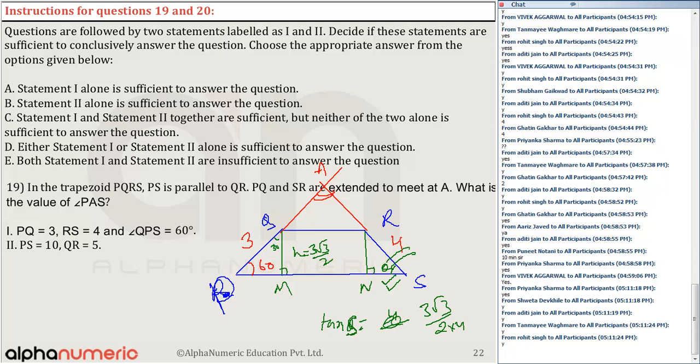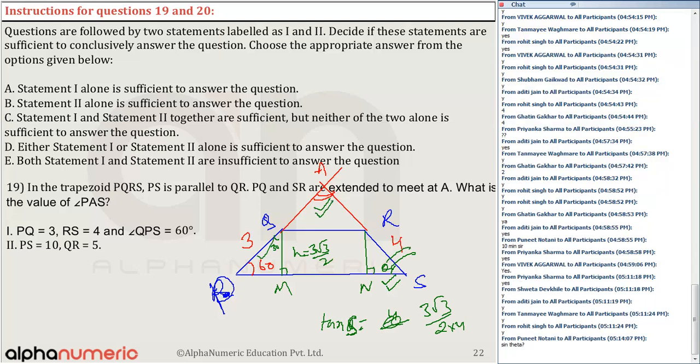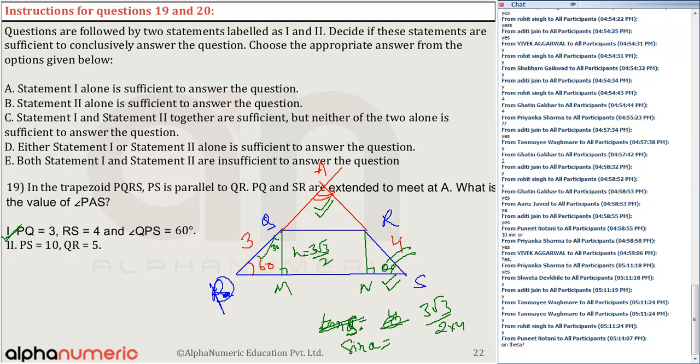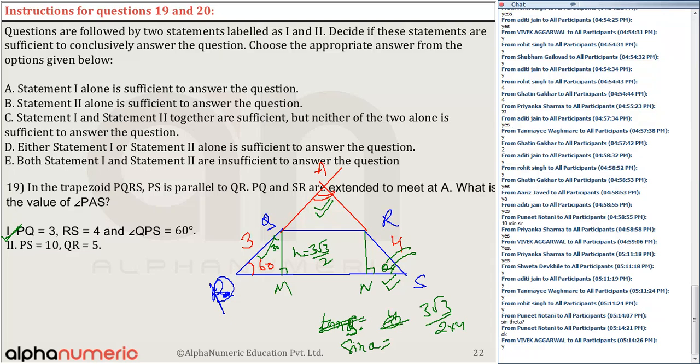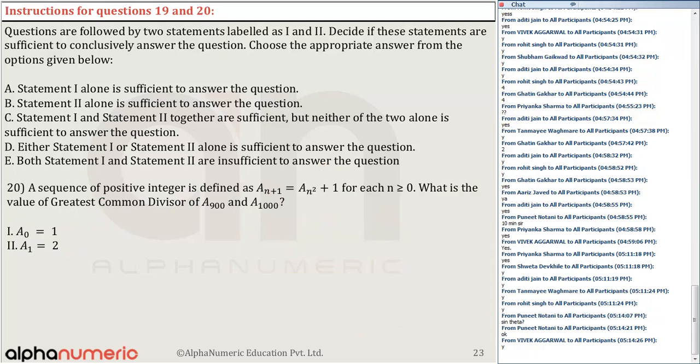One of the angles is 60 degree. So definitely we can find out the third angle also, by subtracting all three from 180. So the first statement is sufficient. Sin theta or anything, it doesn't matter. So is that clear to all of you? Can I move ahead? Okay.